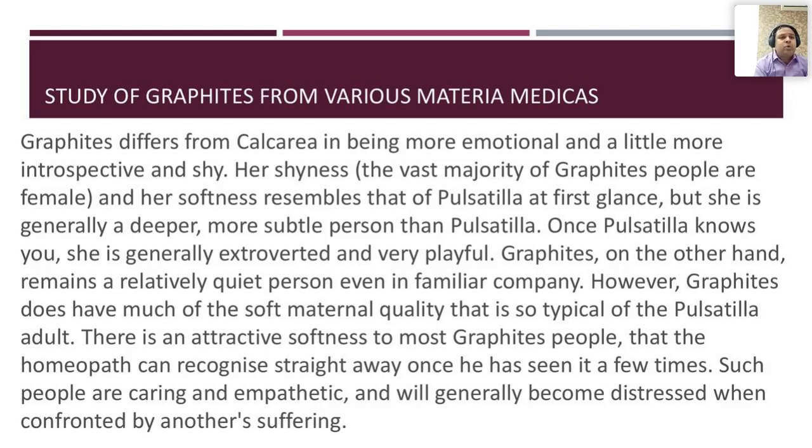Once Pulsatilla knows you, she's generally extroverted and very playful. Graphitis, on the other hand, remains a relatively quiet person even in familiar company. However, Graphitis does not have much of the soft maternal quality that is so typical of Pulsatilla. There is an attractive softness to most Graphitis people that the homeopath can recognize straight away. Such people are caring, empathetic, and will generally become distressed when confronted with someone else's suffering.